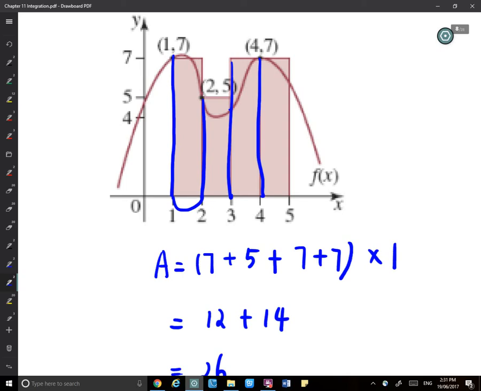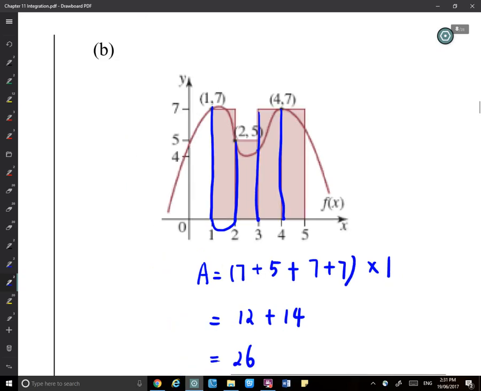You need to look at what's the actual width. If the width is 0.5, you times by 0.5, not 1.